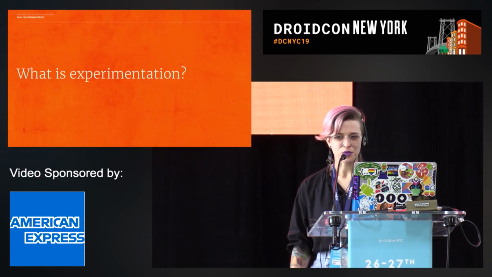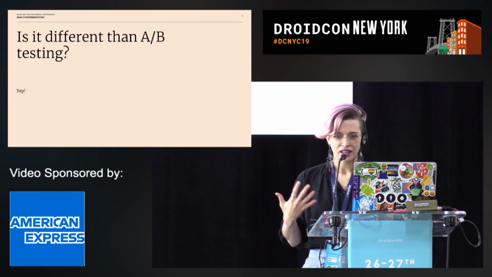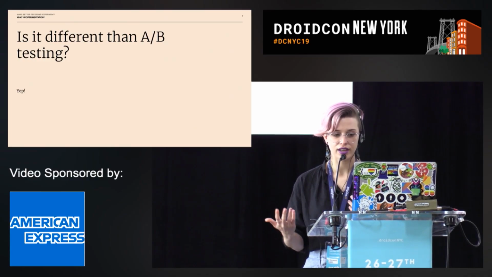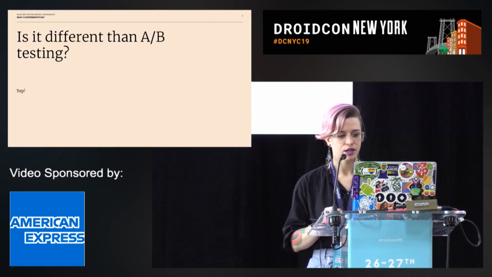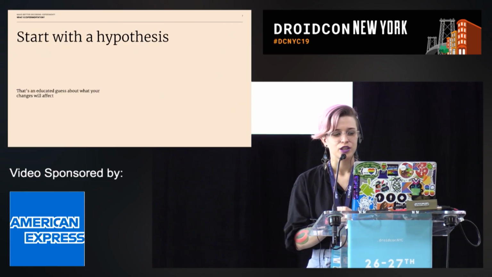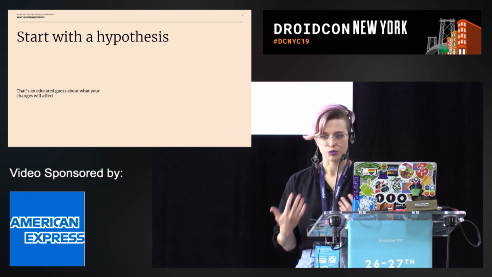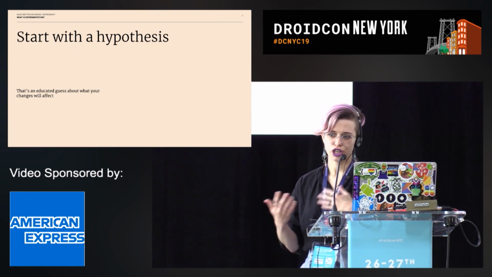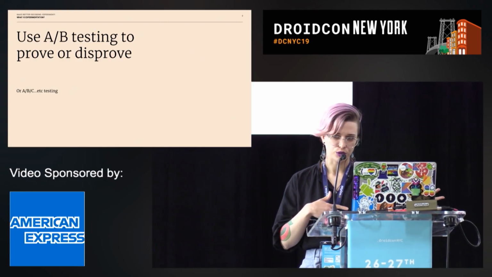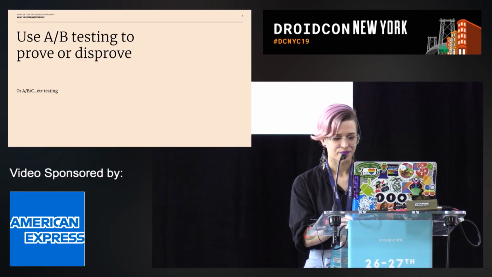Experimentation. So what is experimentation, and why am I talking about that instead of A/B testing? It is slightly different, like yes and no. A/B testing is a way to split the experience and compare it, but experimentation as a whole is a larger concept. So much like a scientific experiment, you start with a hypothesis, which is an educated guess about what your changes will affect. Are we measuring something? Is it going to change before and after? And then once you have a hypothesis, you use A/B testing to prove or disprove your hypothesis, or A/B/C testing, etc. And we'll get into that too.